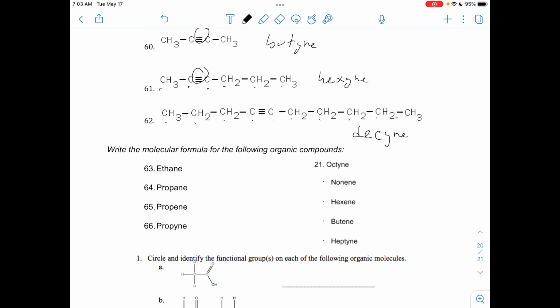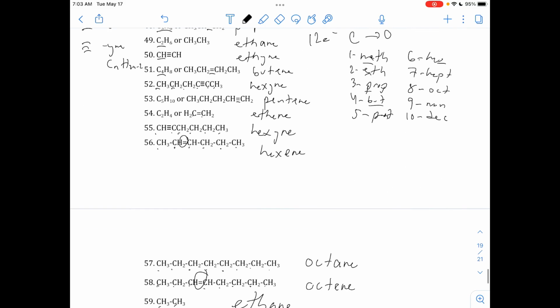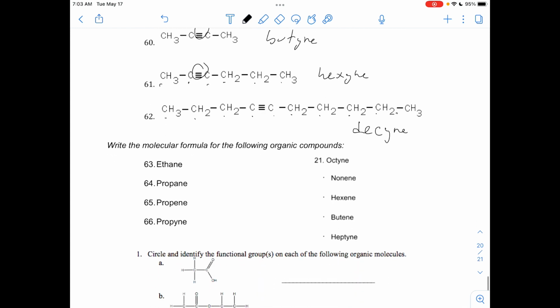Okay, molecular formula. Remember that for alkanes, it's CnH2n plus 2. Enes are just CnH2n, and ynes are CnH2n minus 2. So for this one, ethane, C2, H2n plus 2, so double that is 4, plus 2 is 6.